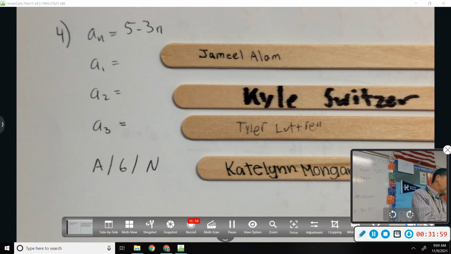Forgot how to read, so I don't know if that's going to be enough. Don't even recognize your own name. Yeah, that's rough. I can't read, so. Find the first 3 terms, and then you can figure out if it's arithmetic, geometric, or neither.